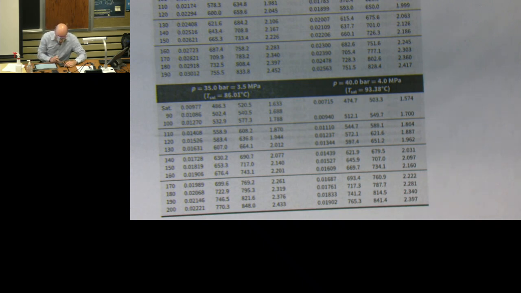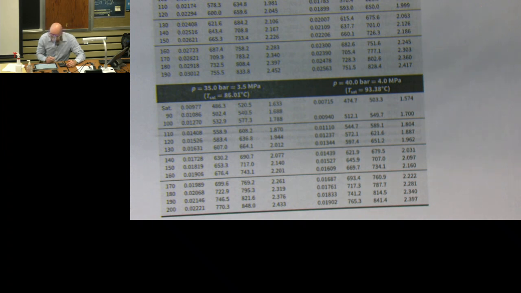So let me type this in here. I get that my answer for my specific volume is 0.01706 and some decimals there, and that's going to be meters cubed per kilogram.